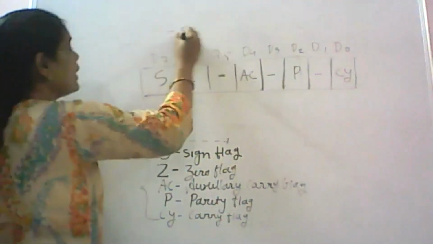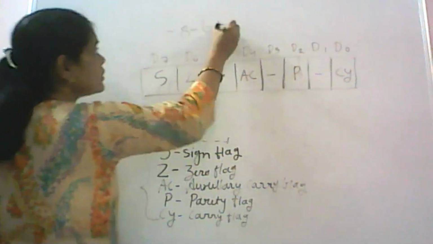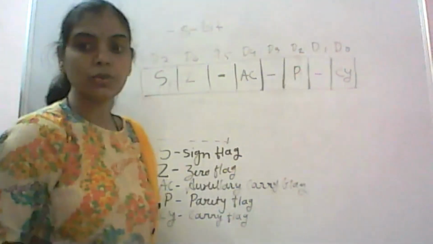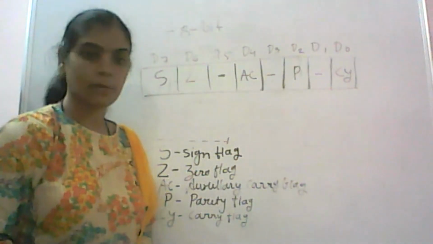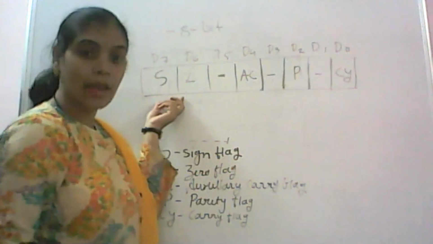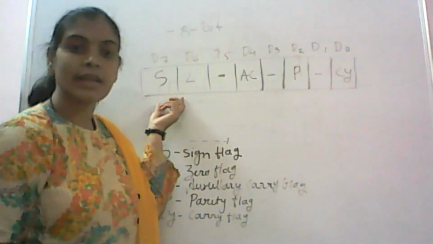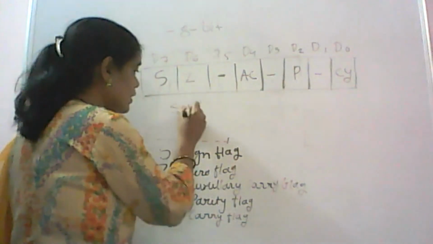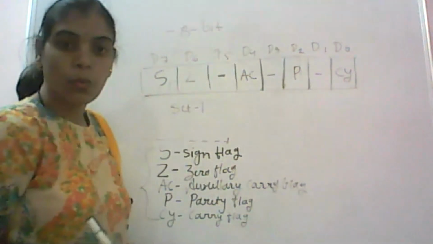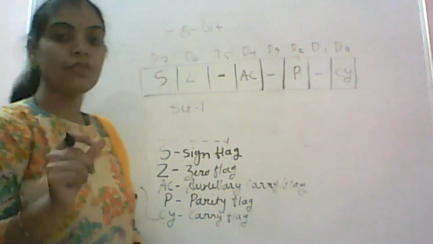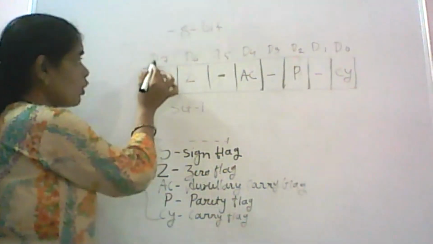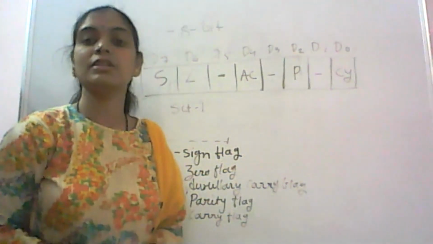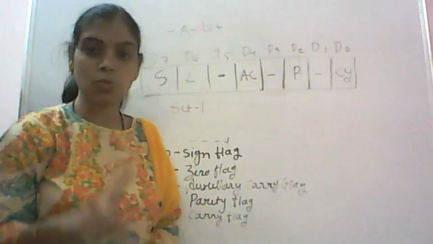It is an 8-bit register, but only 5 bits are active in the 8085 microprocessor. So this sign flag: the sign flag is set to 1 if bit D7 of the result in the accumulator is 1.